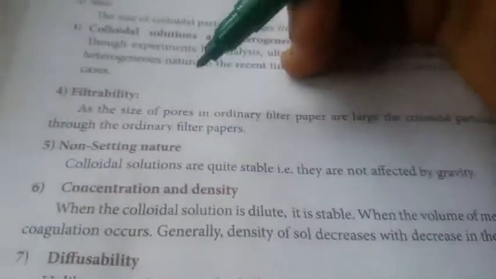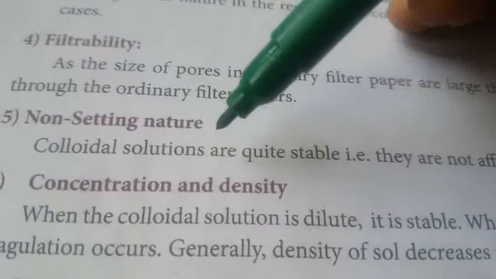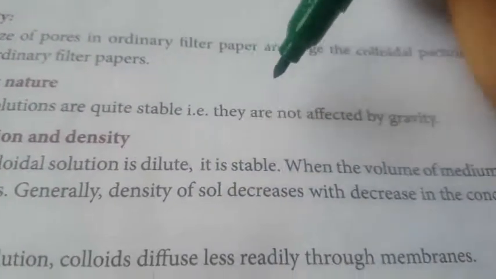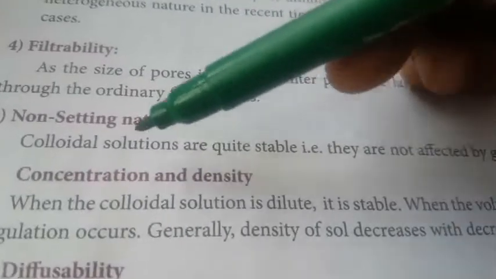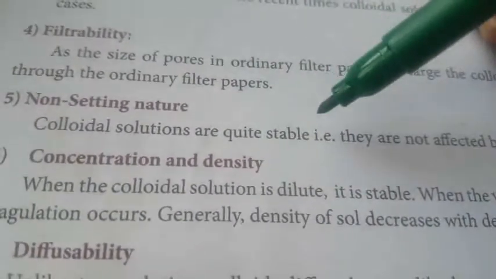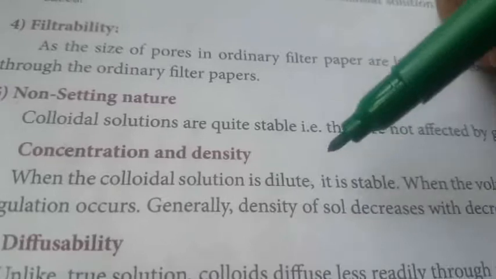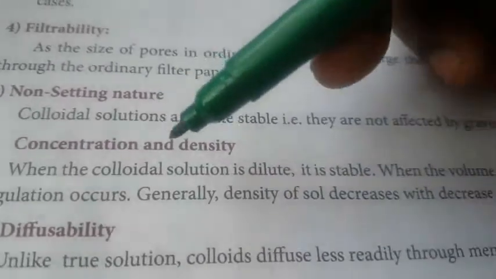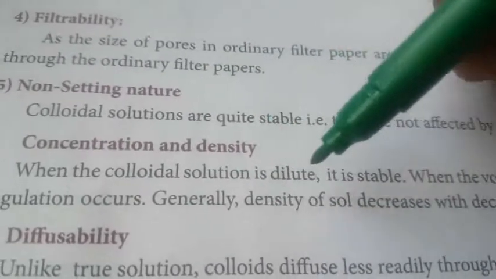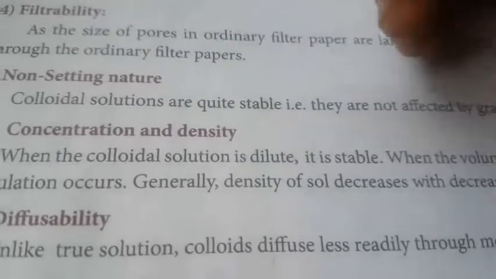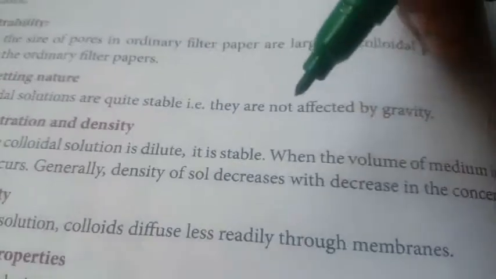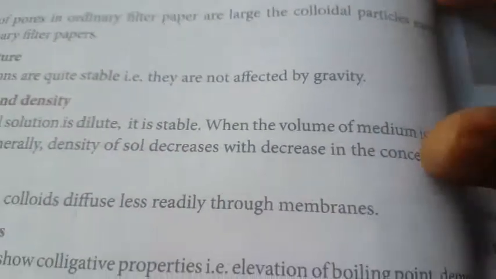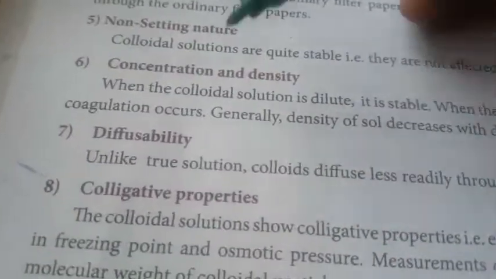Next one is non-settling nature. The colloidal solutions are quite stable and are not affected by gravity. So non-settling nature means the colloidal solution is a stable one that is not affected by gravity. Gravity does not affect it, but concentration and density do. A dilute colloidal solution is stable. If it is concentrated it is unstable, while the dilute one is stable. When the volume of the medium is decreased, coagulation occurs.